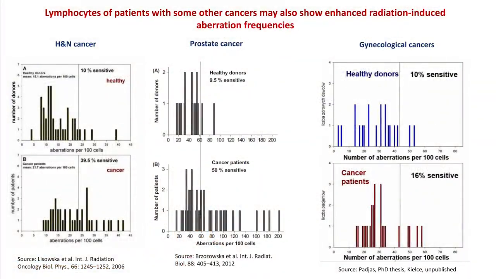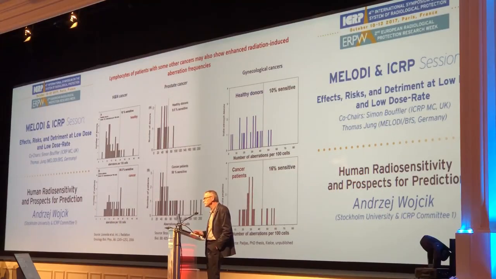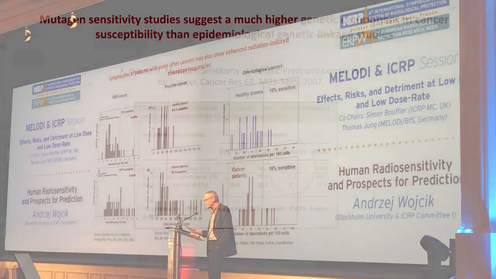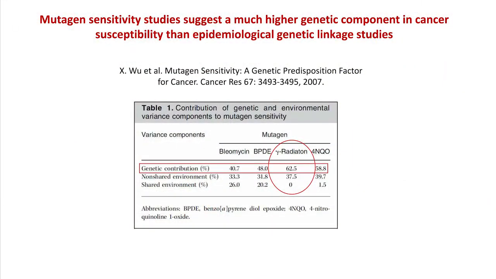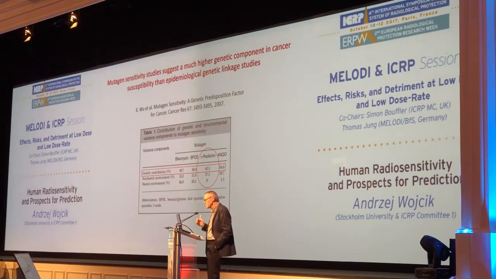And there are a number of studies where people looked at different cancer sites, and not all cancer sites show such a high cutoff. For gynecological cancer, 16% sensitive, but not so many patients. For prostate cancer, 50%. For head and neck cancer, about 40%. But there is something there. But the strange thing is that we see many more. You would expect, and this in vitro radiosensitivity is a genetic trait, but the percentage of people that show this high radiosensitivity is higher than the genetic component that you expect to contribute to cancer.